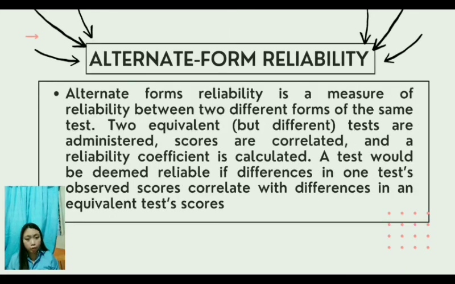The alternate forms reliability is a measure of reliability between two different forms of the same test. Two equivalent but different tests are administered. Scores are correlated, and a reliability coefficient is calculated. A test would be deemed reliable if differences observed in one test correlate with differences in equivalent test scores.